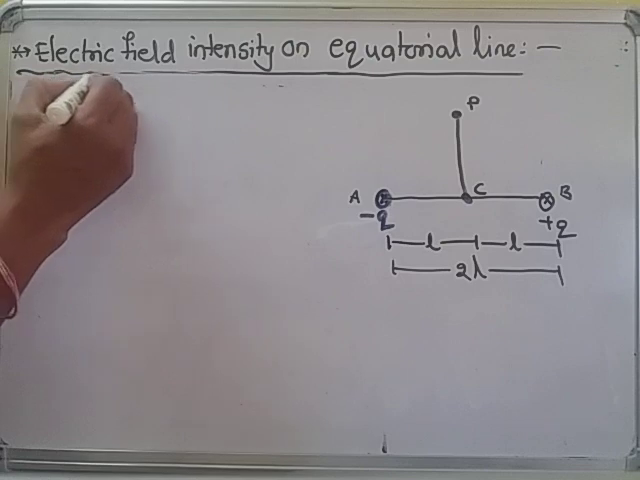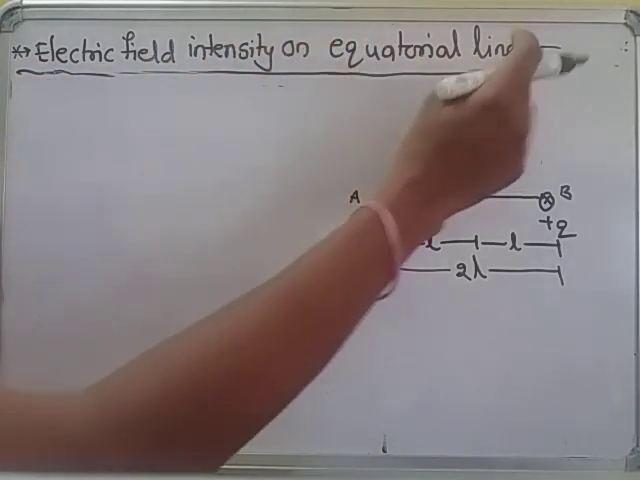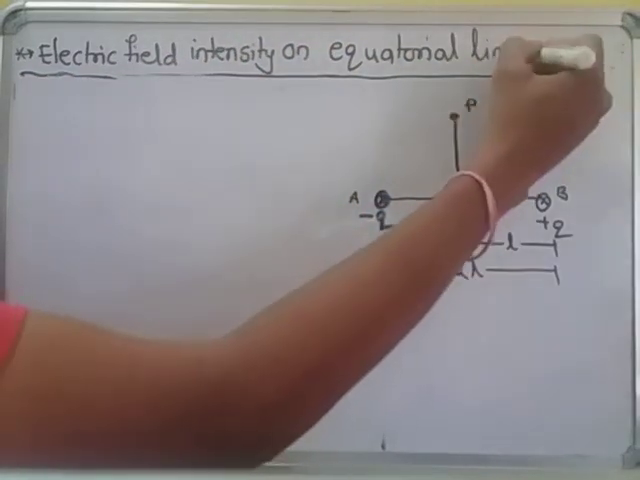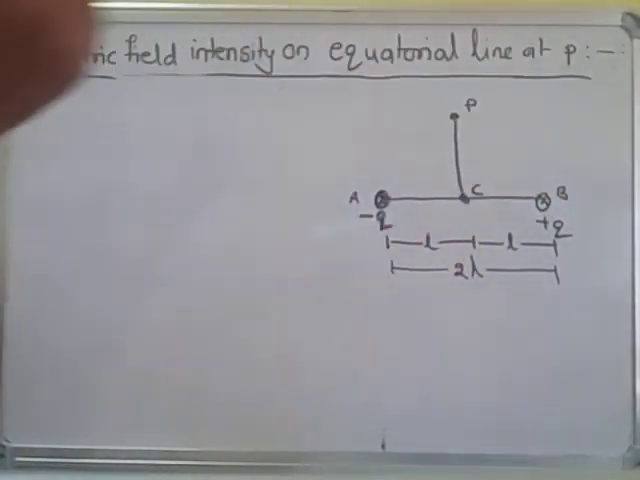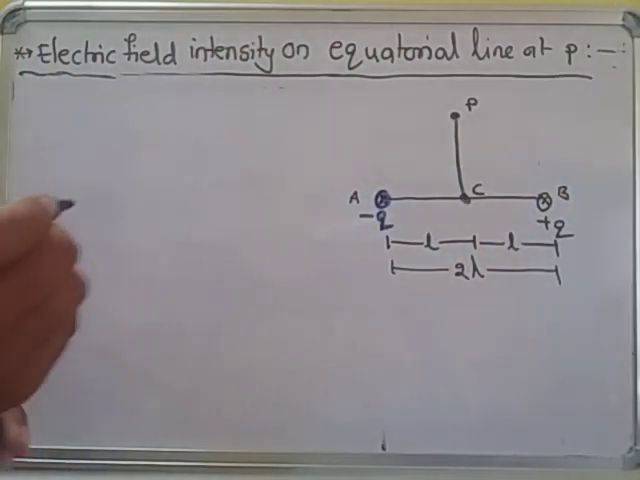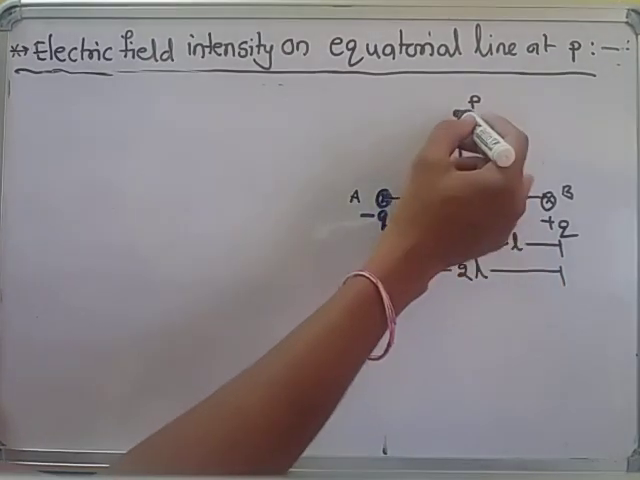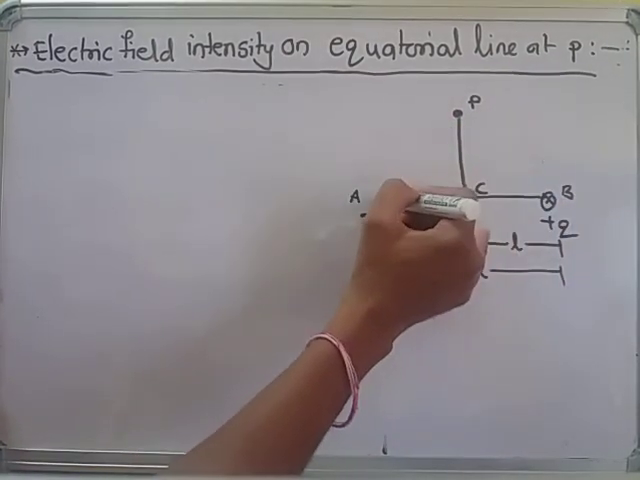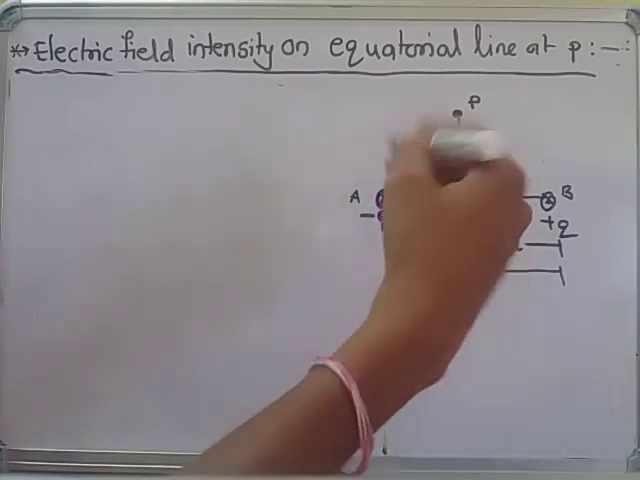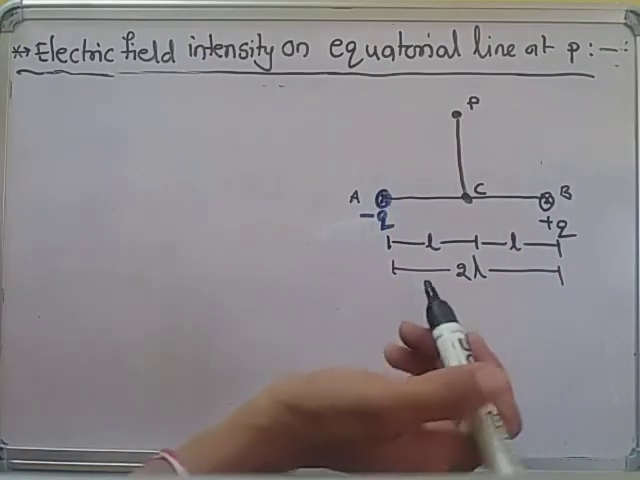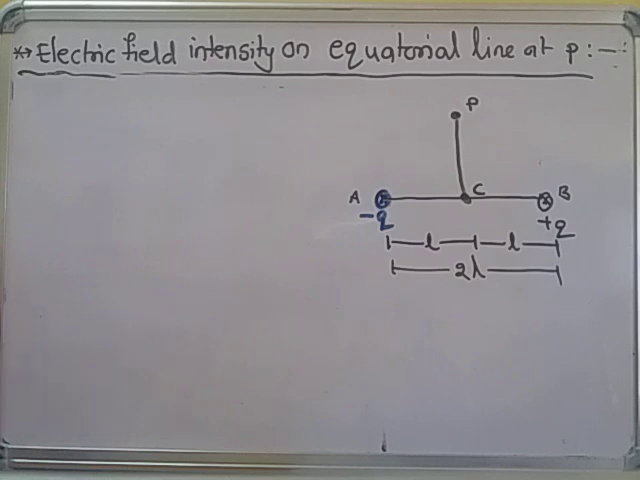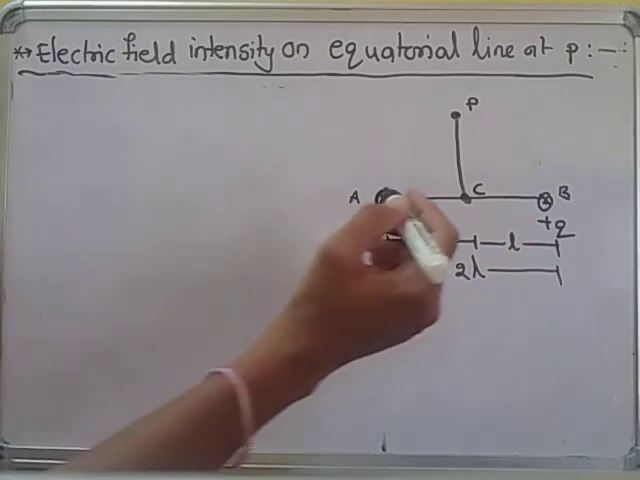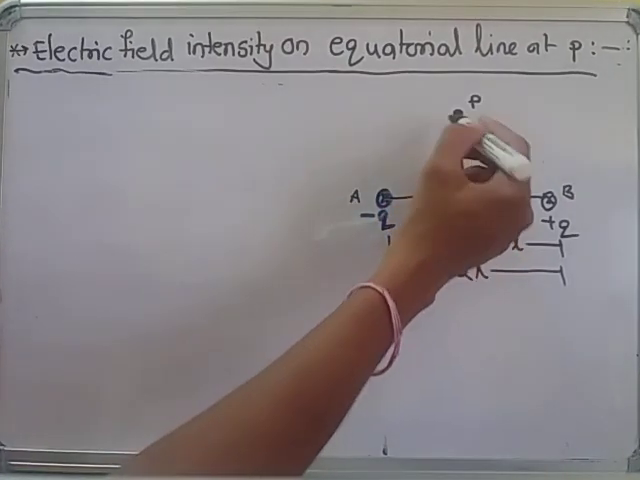Okay, I want to find out the electric field intensity on the equatorial line at point P. For that, the electric field intensity at point P is there due to the minus q charge and due to the plus q charge also. Then we have to add them as vectors, because according to the principle of superposition, the total electric field intensity is equal to the vector sum of the electric fields due to the individual charges.